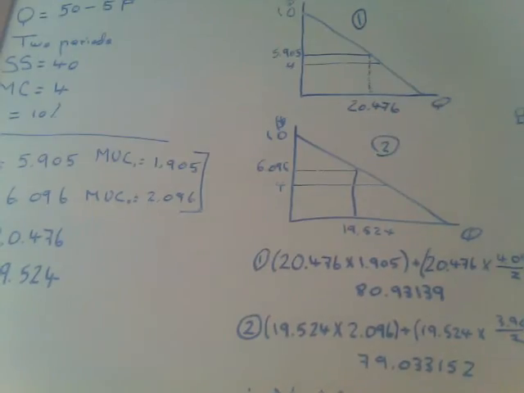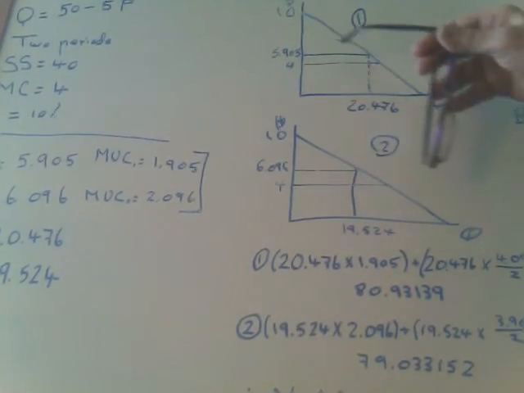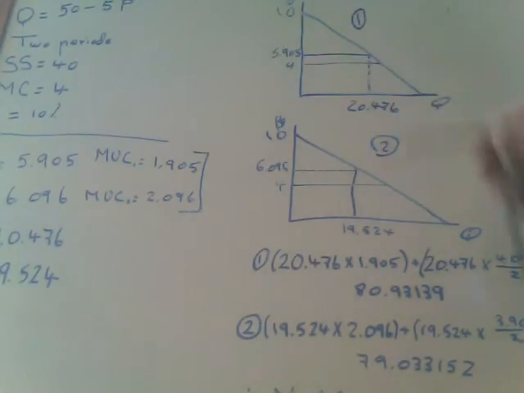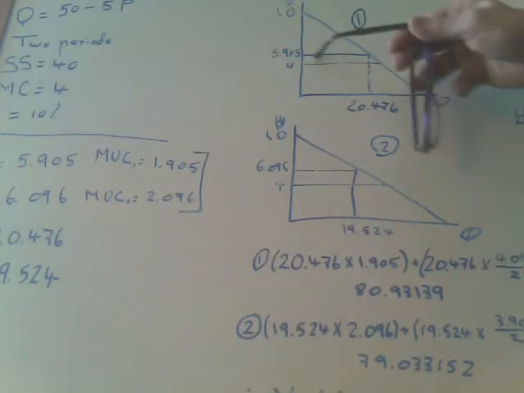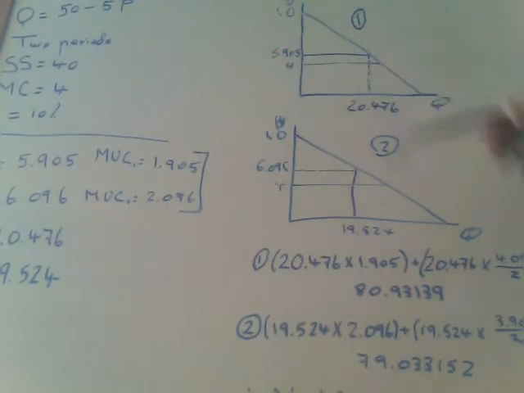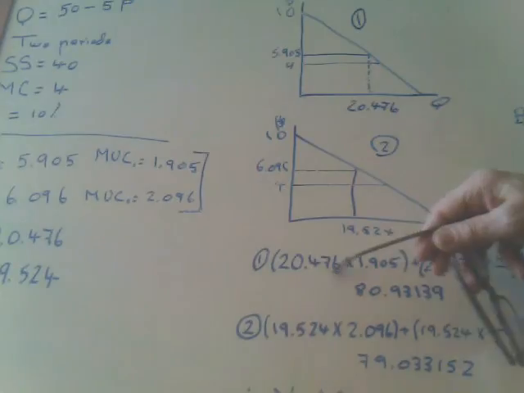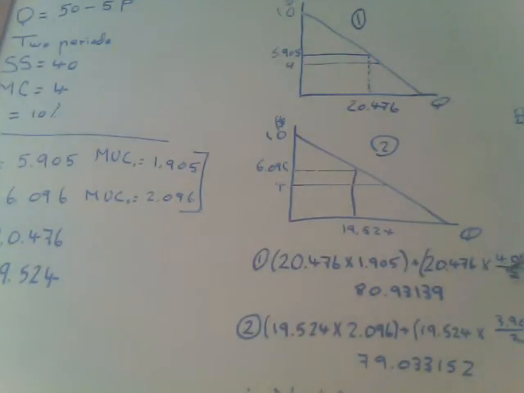So what is the area of this triangle? The area of this triangle, obviously, is the base times the height over 2. The base, again, is 20.476 times the height, which is 10 minus this, 4.095 over 2. If you do these calculations, and assuming I didn't make a mistake, this would be 80.93139. So the area, therefore, of the net benefits under period 1 is going to be 80.93139.